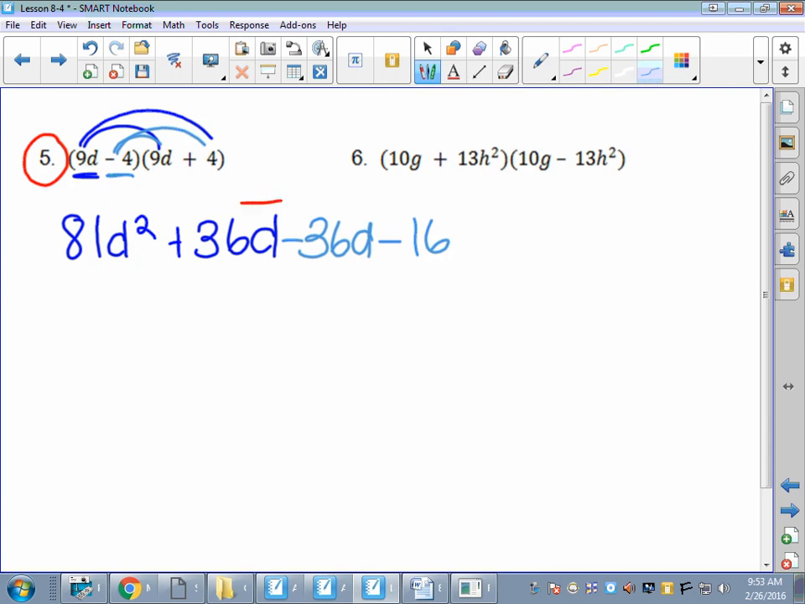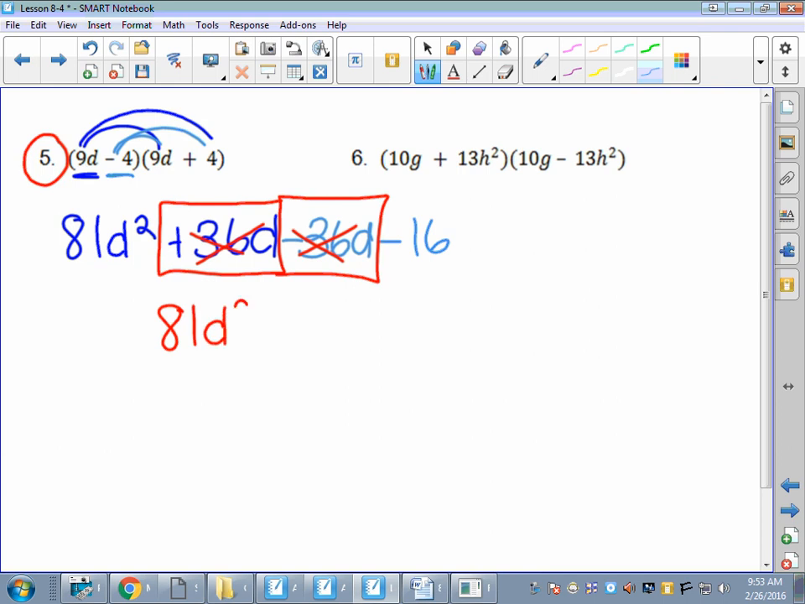Notice my like terms in the middle. What is good about these guys? Opposite signs, right? 36 minus 36 is nothing. So 36d minus 36d is no d's left. So I'm just going to bring down my 81d squared minus 16.